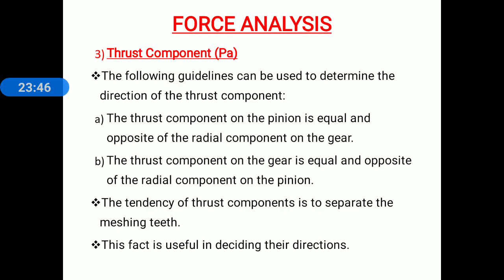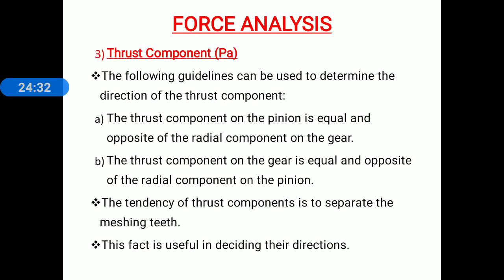Third component is very important, the thrust component, that is P suffix A. Now how to show the thrust component? The thrust component on the pinion is equal and opposite to the radial component on the gear. Remember this. These 2 guidelines are very important to show the thrust on a free body diagram. The thrust component on the pinion is equal and opposite to the radial component on the gear, and the thrust component on the gear is equal and opposite to the radial component of the pinion. The tendency of the thrust component is to separate the meshing teeth, and this fact is useful in deciding their direction.